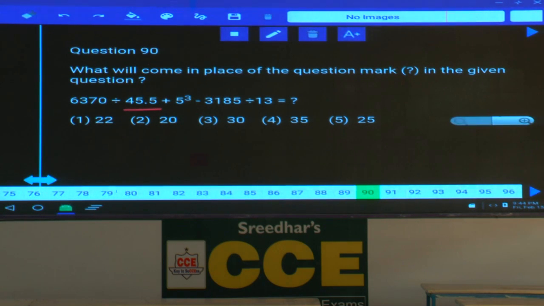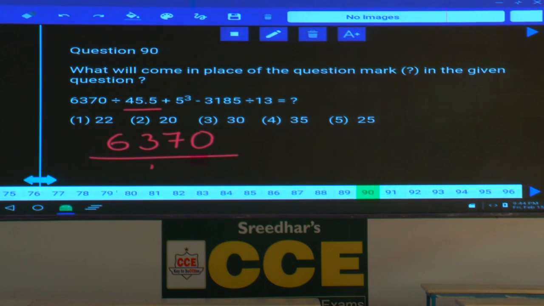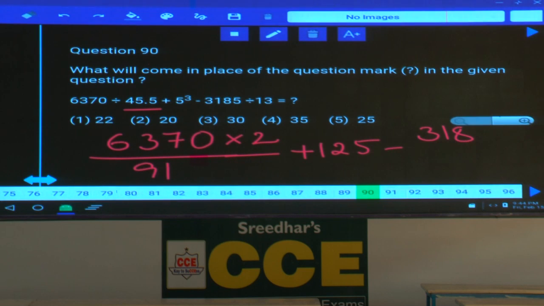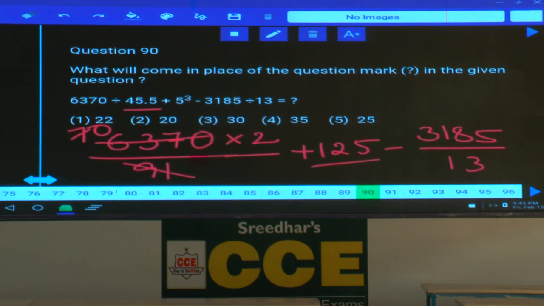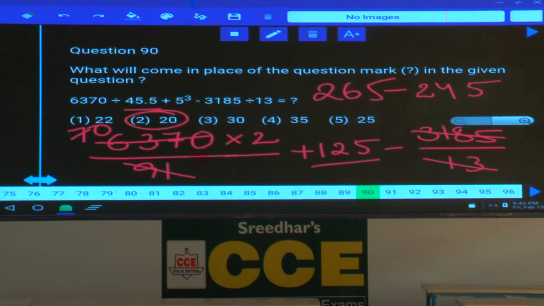Can we write this number as 91 by 2? Hey, come on, 91 by 2. So I want to write this number as 6370 by 91 by 2. That comes to numerator, denominator and denominator, plus 5 cube, 125, minus 3185 by 13. Forget about 0 in 6370. 91 how many times? 7 times, and then you have a 0. 140 plus 125 is 265. 13 how many times? 2 times. 13 how many times? 2 times. 26. 58 you have. 58 in the sense 4 times and then 5 times. 20 answer. Okay na?